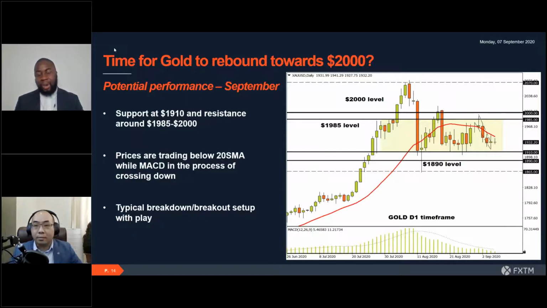And we have essentially a breakdown opportunity to look out for in September. Apologies, a breakdown below that 1910 support region could encourage a decline towards 1890 and possibly lower. Alternatively, though, if we see a breakout above 1985, this could instill gold bulls with enough inspiration to retest that psychological 2000 level and possibly higher. As I said, September is going to be a very interesting month for gold, and let's see if bulls are able to test that 2000 level.